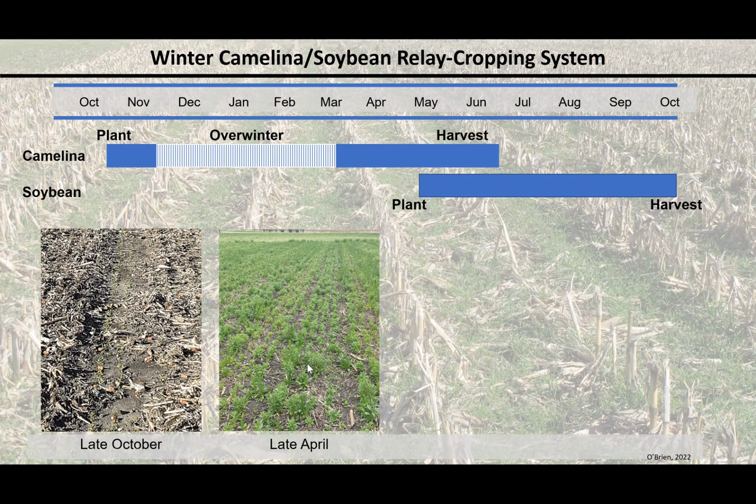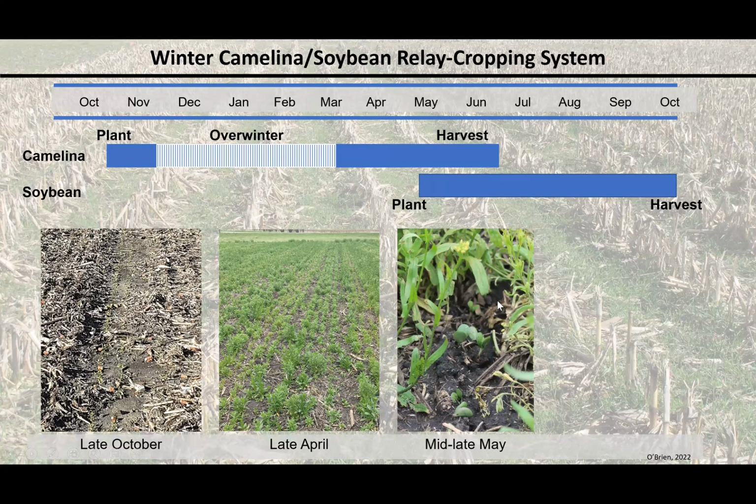In late April, this is what it looks like. Maybe not this year, we're not growing any this year, but again, this is what the crop looks like. If you look real hard, you can see there are some skips in the Camellina. So we have skip rows in there. This is where we come back and plant soybean. So the soybeans are planted right into the growing Camellina crop. If you look right here, you can see our soybean plants are emerging as the Camellina is starting to flower.